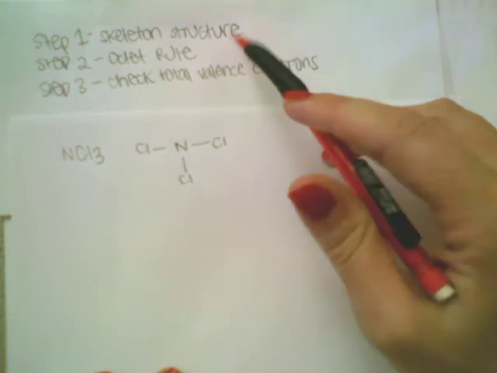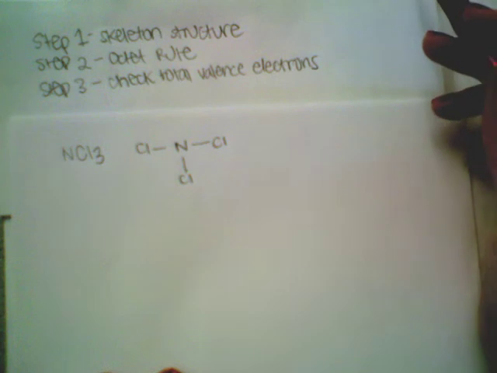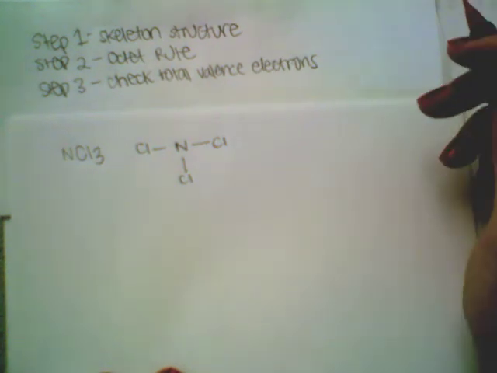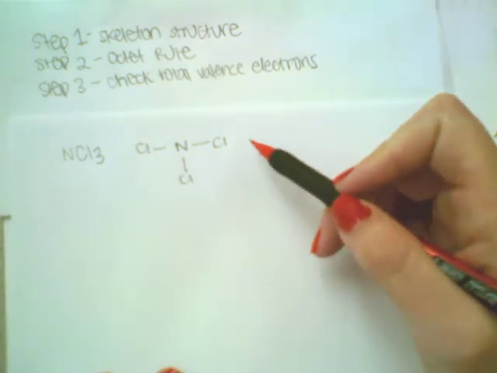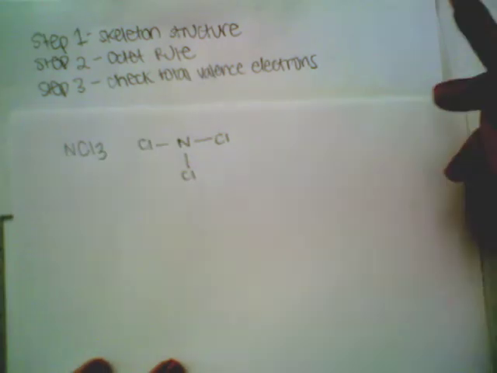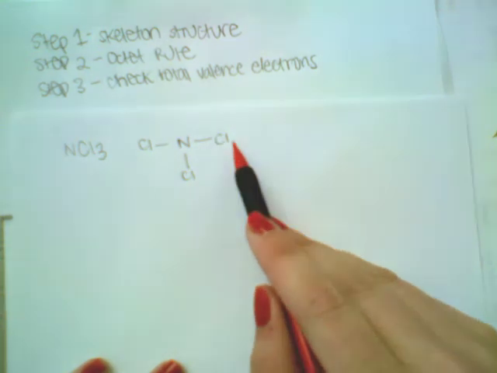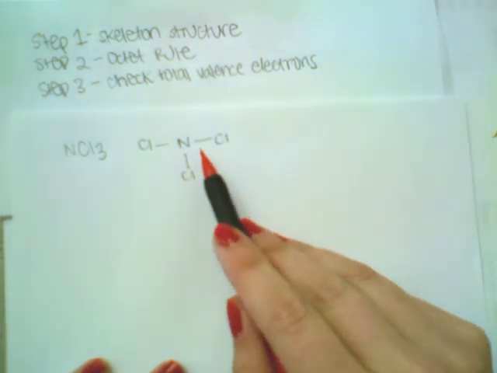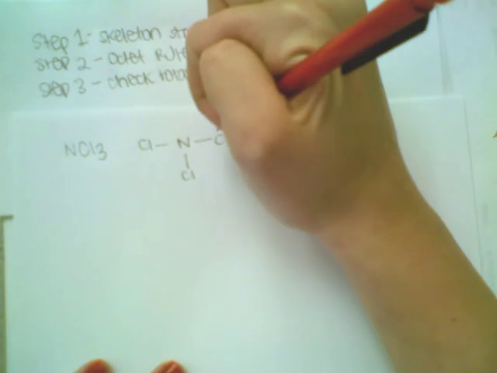Step 2 is to follow the octet rule. The octet rule says that atoms will lose, gain, or share electrons so that they have 8 electrons around them. So they're going to pool all of their valence electrons so that every element has 8 electrons around it. The bond represents 2 electrons. So right now, this chlorine atom only has 2 electrons around it. So we're going to fill in the rest.